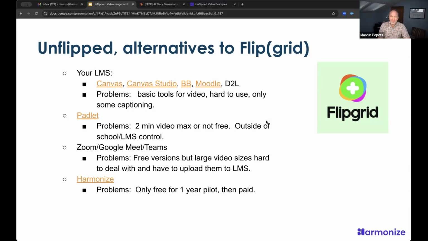Make sure you check in with your central teaching facility or your IT department. Are they okay with you using Padlet? Has it been vetted? Those types of administration things. But it is the free alternative that people are settling on to Flip because free is good.